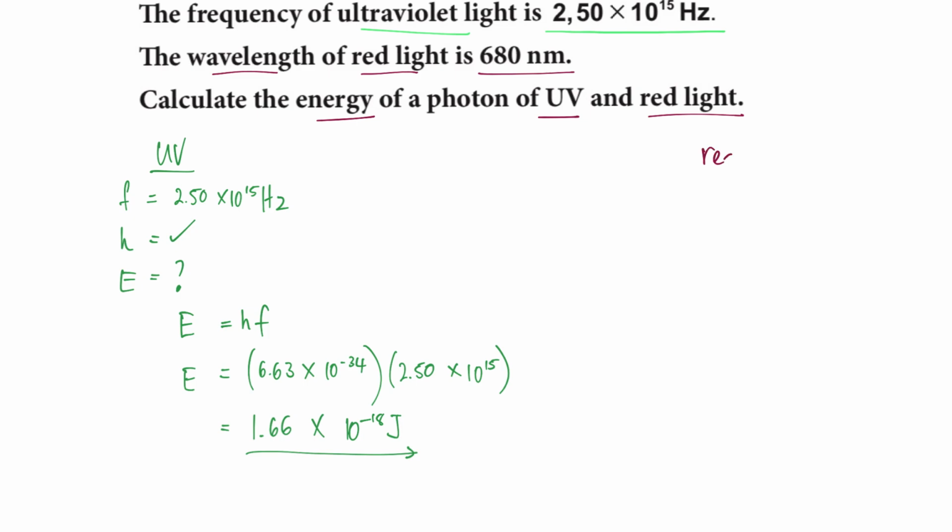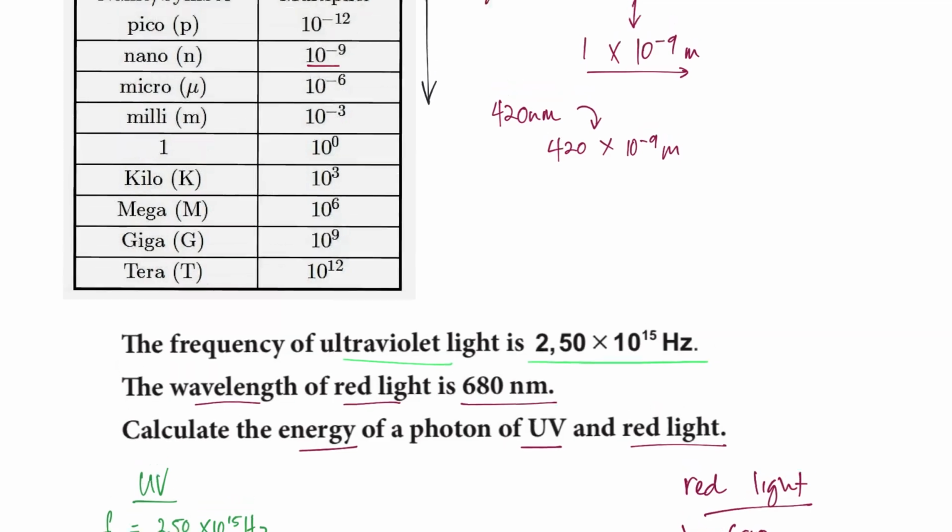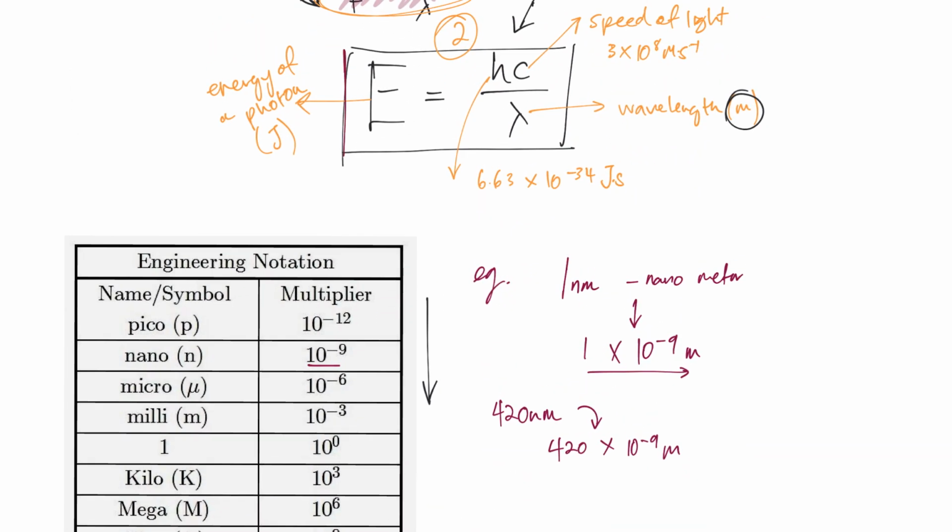For the second one, red light, just have a look at the information. They gave you lambda, 680 nanometers. So my first problem is that nanometers doesn't work for me. I need that to be in meters. So I'm going to say 680 times 10 to the power of negative 9. And now I've converted that to meters. So now I need to find a formula that has lambda. So if I go back to my formulas, I do have one formula here, and it has lambda.